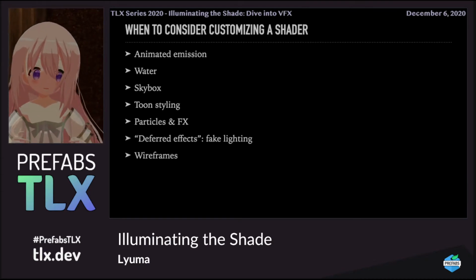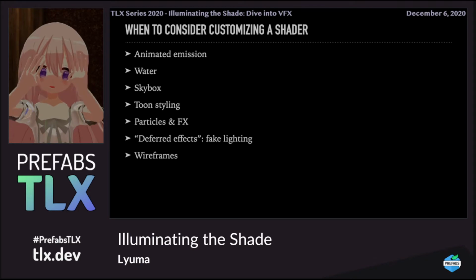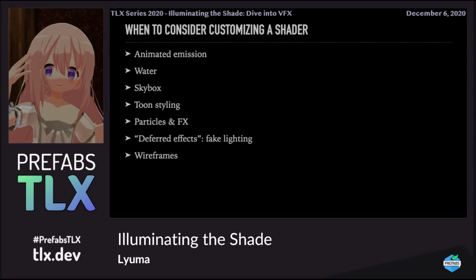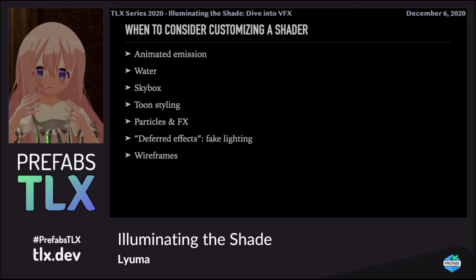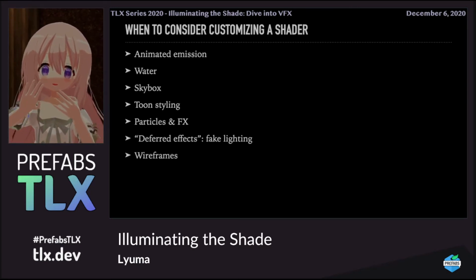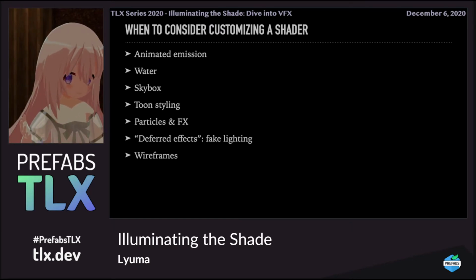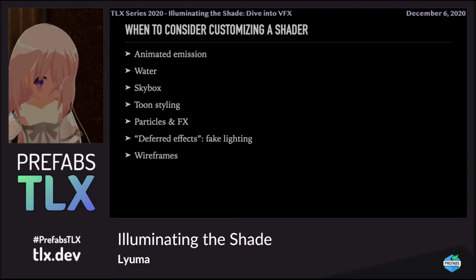So yeah, deferred effects refers to effects where you use extra information rendered for every pixel on the screen. In the case of the fake lighting, it's using the depth information, how far away each pixel is from the camera, and using that to make a more dense or less dense fog depending on how far away it is. So that's an example of where you can use a custom shader to add something. Wireframes, other random effects also.